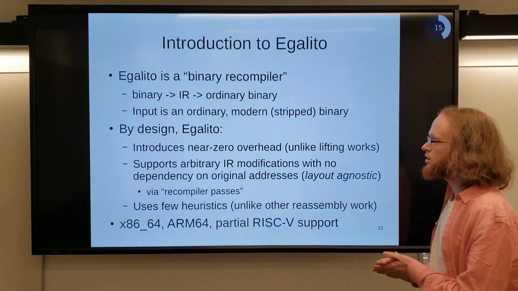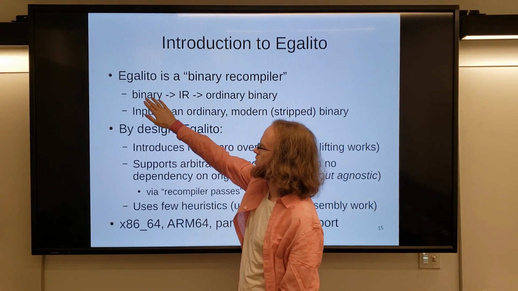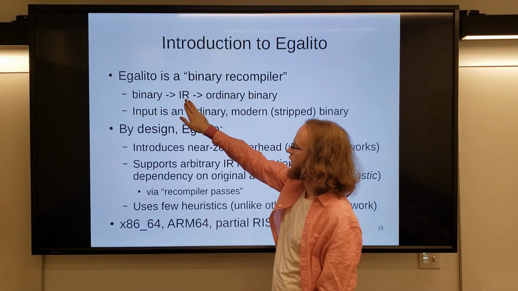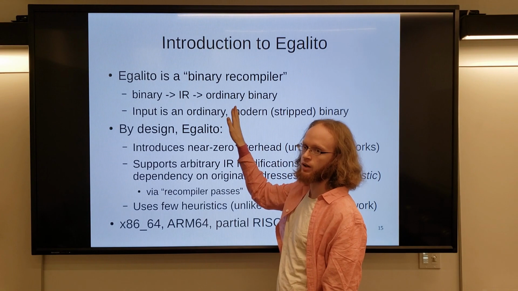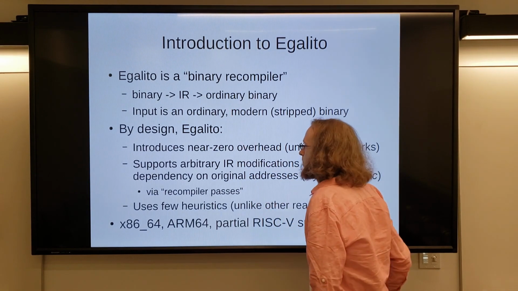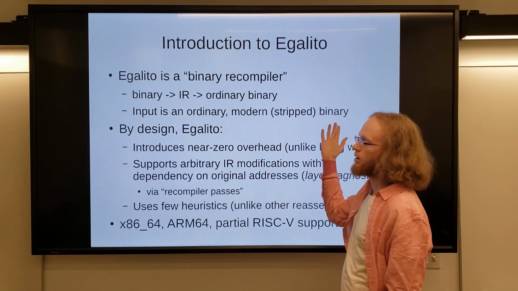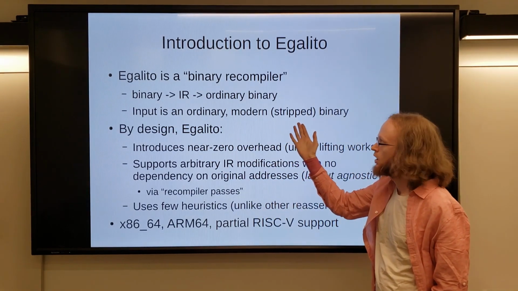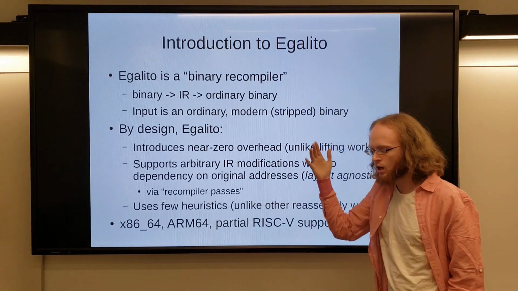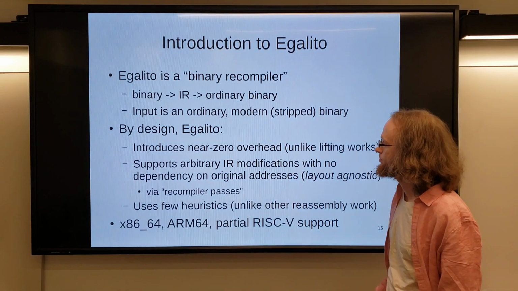Let me introduce Egalito. Egalito is a binary recompiler. It starts from binaries, lifts to an intermediate representation, and then outputs something that looks like an ordinary binary. There's no patching, there's no virtualization. I want to mention as well that the input is an ordinary modern binary. It can be a stripped binary. It's, for example, a binary that you might find in a Linux distribution's package management system.